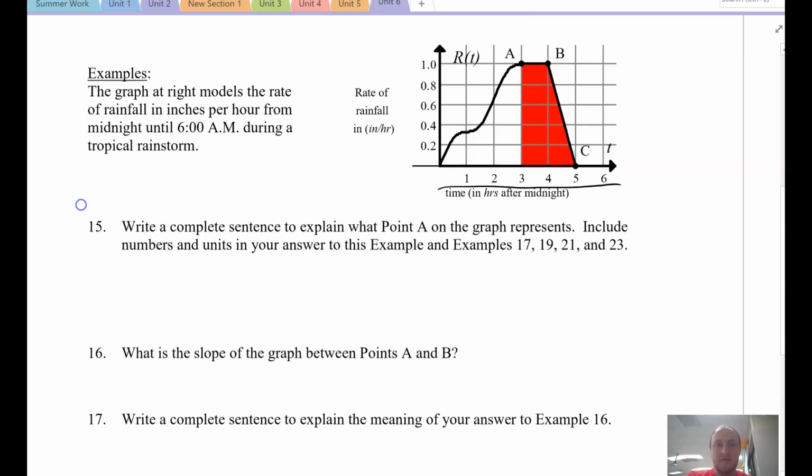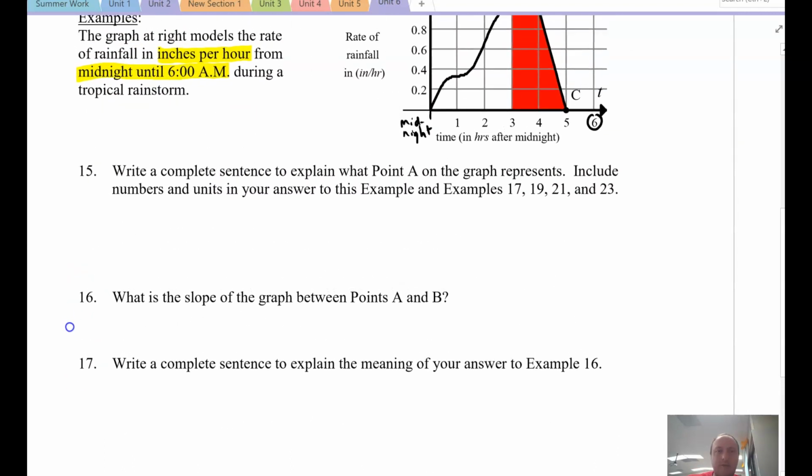Okay, so here is the first example. And it says the graph at the right models the rate of rainfall in inches per hour. Okay, so that's important, in inches per hour from midnight until 6 a.m. So what that information is telling us on our x-axis is that here at time 0, this is midnight, 12 a.m., all the way to 6 a.m., which will be 6. Okay, and our rate is rainfall in inches per hour.